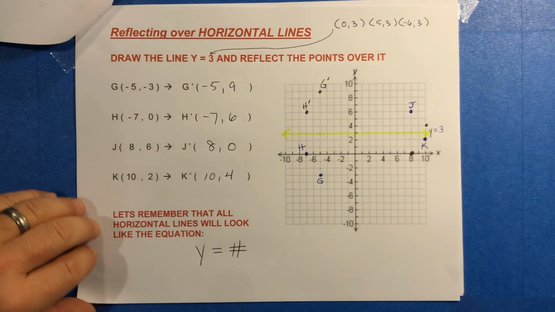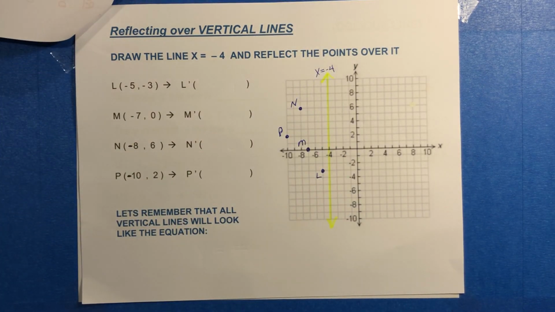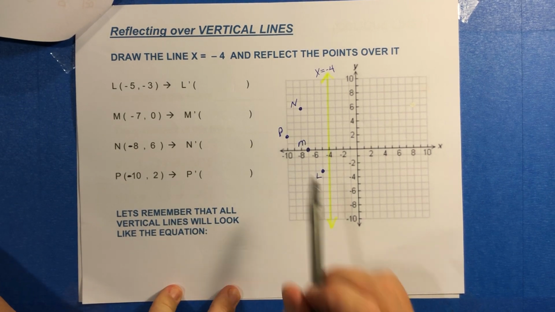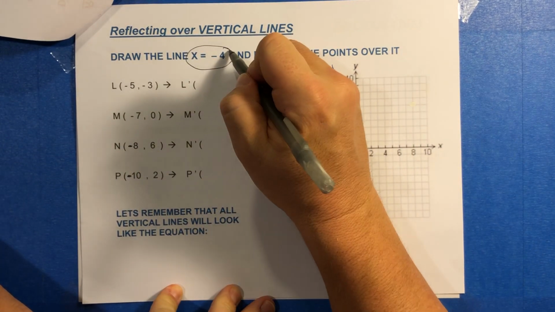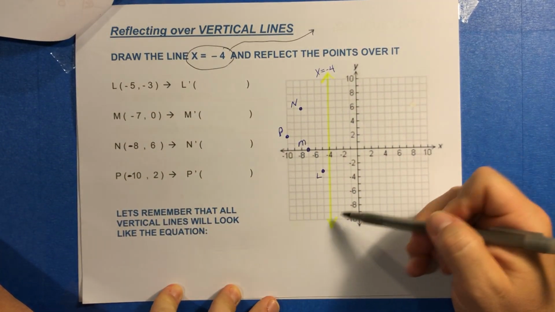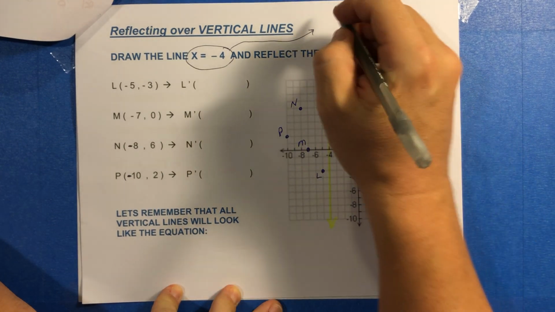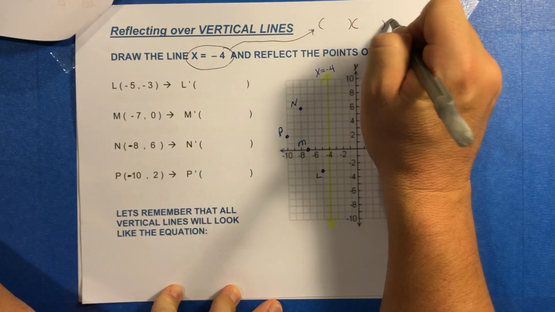All right, on to the next page. So now we're going to reflect these points over a vertical line, okay? Again, vertical lines will look like x equals a number. So think about this. If I look at this vertical line, x equals negative 4, let's list a few coordinates on it.